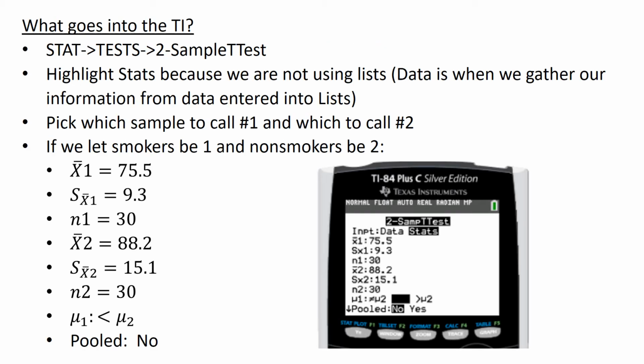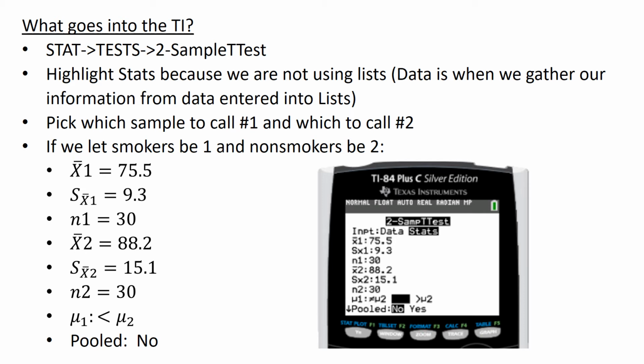So we want to figure out what we put in our calculators, our TIs, to figure this out. So you guys already know, you go to the stat button, you arrow over to tests, and then you scroll down or type in the number of the test you want. And this is a two-sample t-test. So once you get in there, you'll see your screen and we need to know what to put into it.